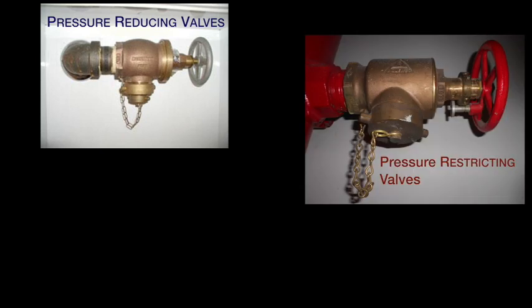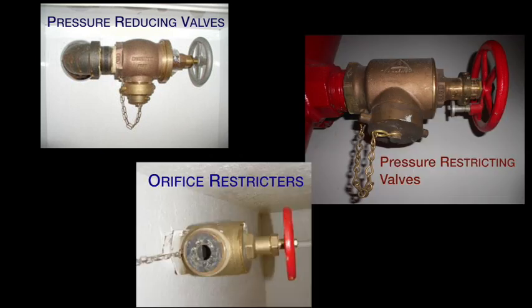One important piece of information to be aware of is the presence of pressure reducing valves, pressure restricting valves, and orifice restrictors. These devices are often required in taller buildings equipped with fire pumps. The fire pumps can generate the high pressures necessary to reach upper floors. However, if these pressures were to reach nearby floors, they would cause damage to sprinkler systems, as well as safety issues for firefighters operating hose lines.